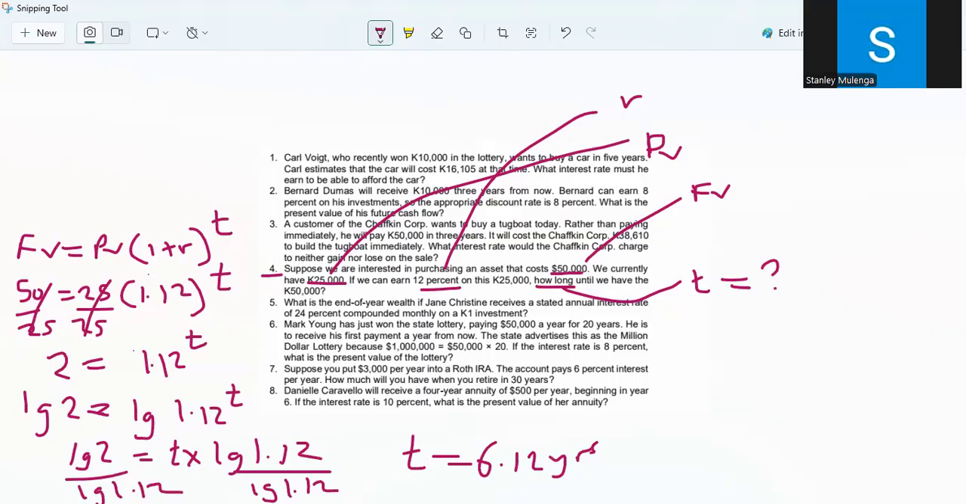All together? Excellent. Well done. Okay, so it will take 6.116 or 6.12 years. All right, so the gents now can take it up. Next question.